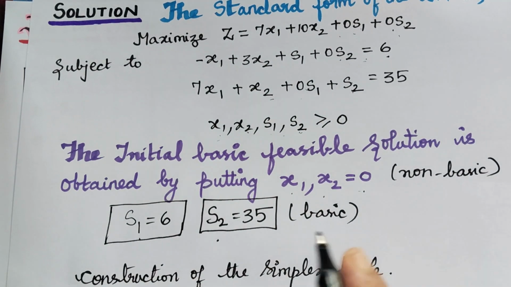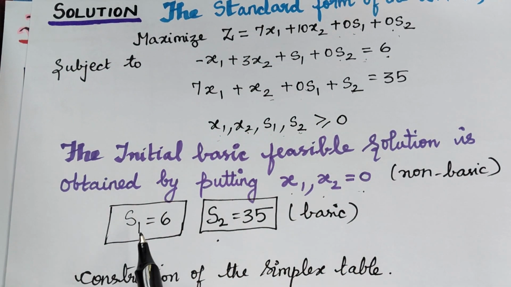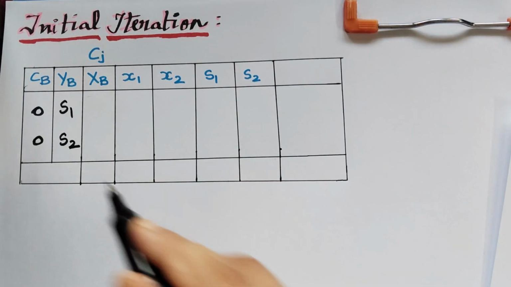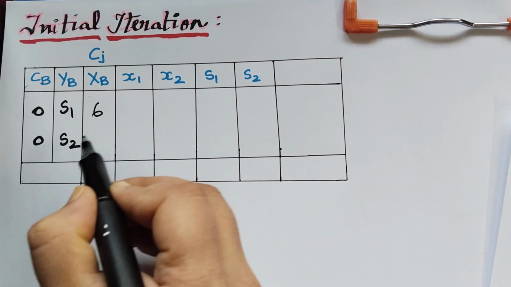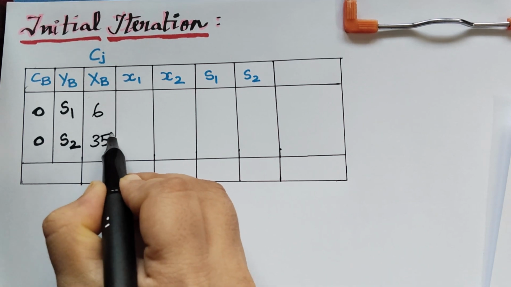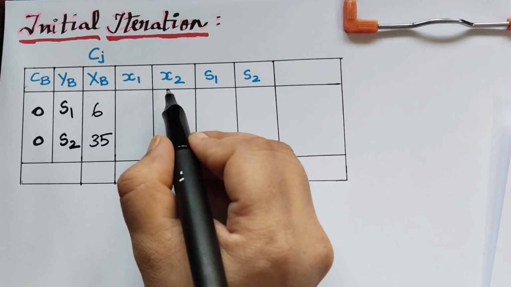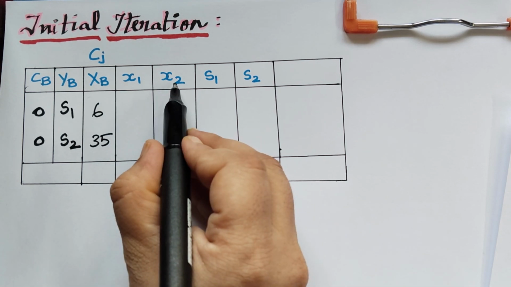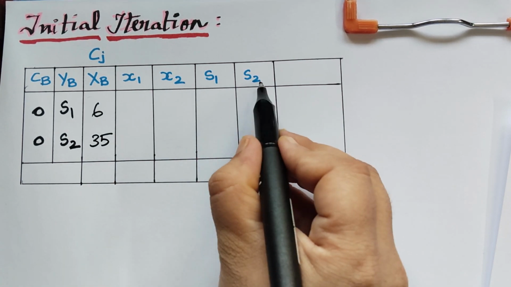That is, the initial basic feasible solution is s1 is 6 and s2 is 35. So that we have to write here. So s1 is 6, s2 is 35. And Cj gives us the cost of these variables. That is, x1 and x2 are non-basic variables and s1 and s2 are basic variables.